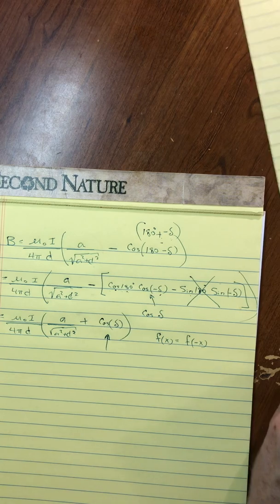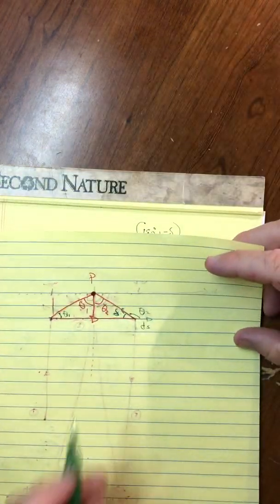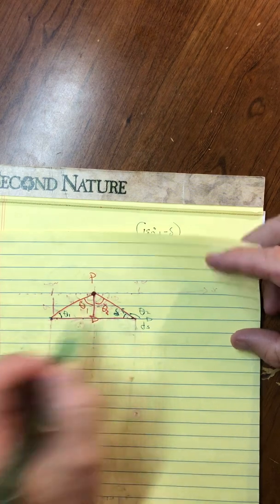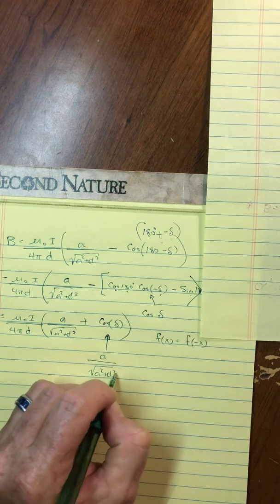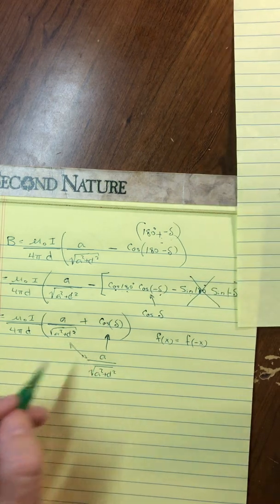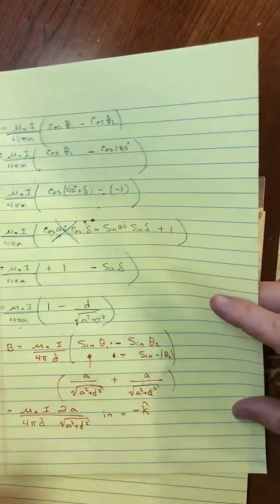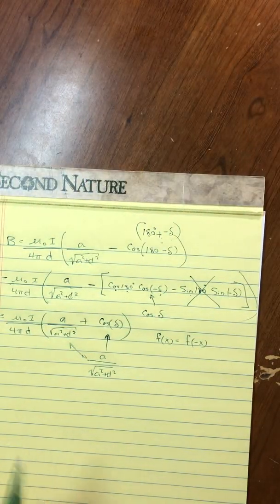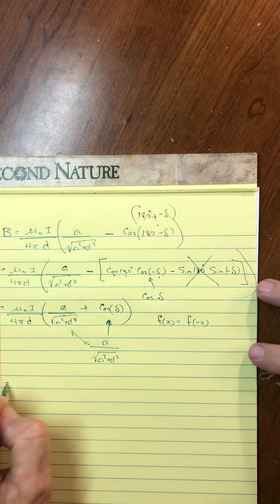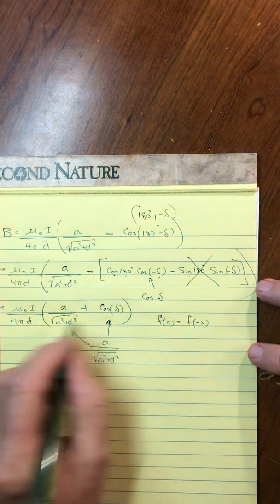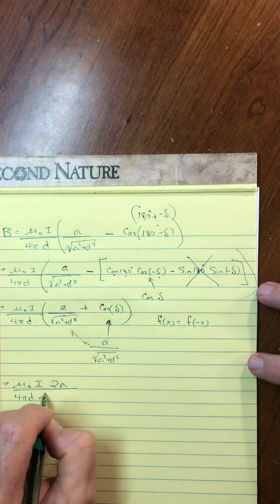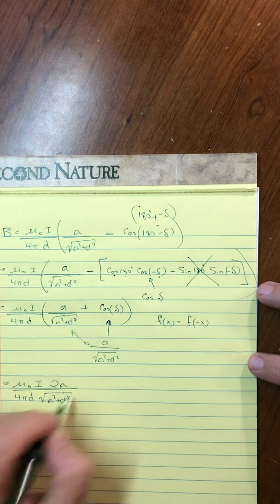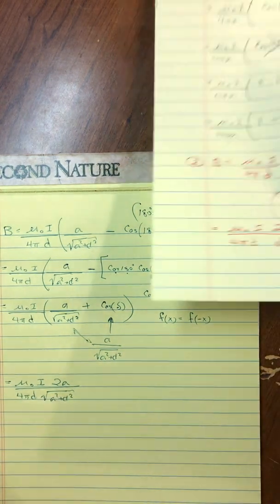Okay, so if we come back to our picture, cosine of delta is the adjacent over the hypotenuse. So the adjacent is the A, and the hypotenuse is the square root of A squared plus D squared. So these are the same as we expected, because we had already done it over here in the red and said that they come out to be the same. So it's not a surprise that when we do it with the other definition, we get the same thing. And so this becomes a mu naught I, and then these two can be added together, so it's a 2A. But we still have the 4 pi D, and then we have the square root of A squared plus D squared. Yay! Okay, so sure enough, we have it.